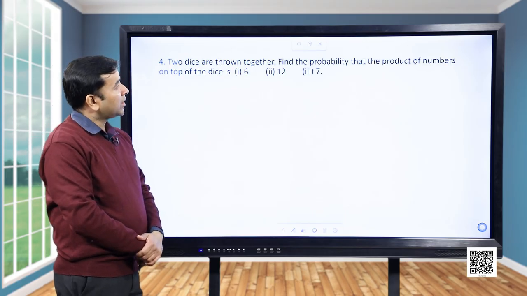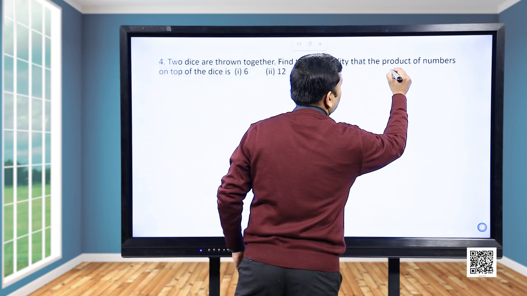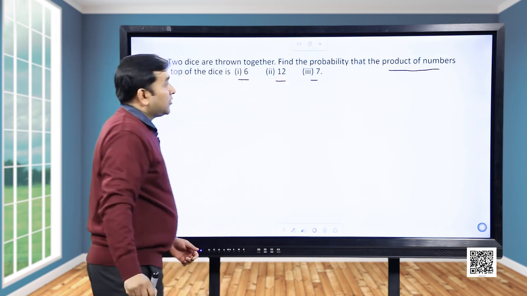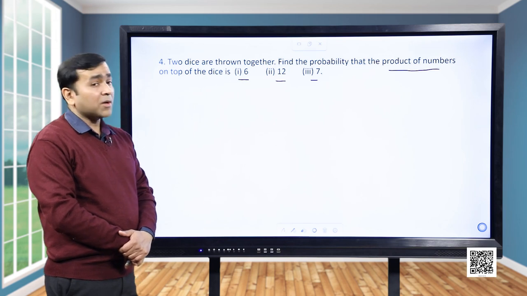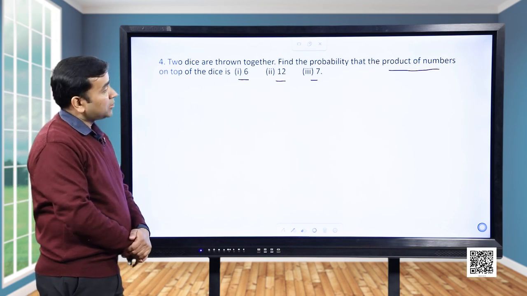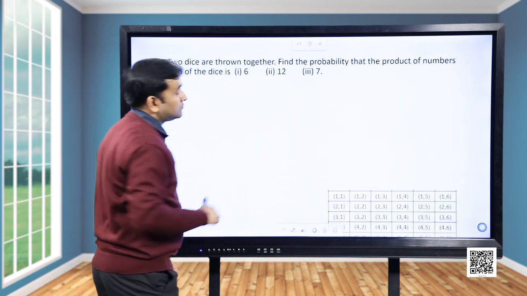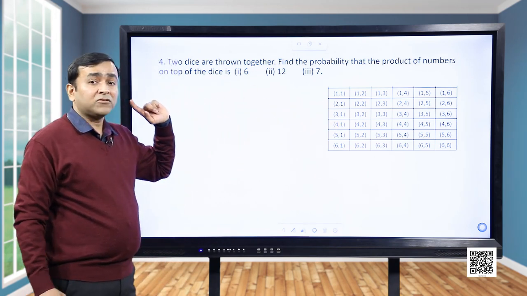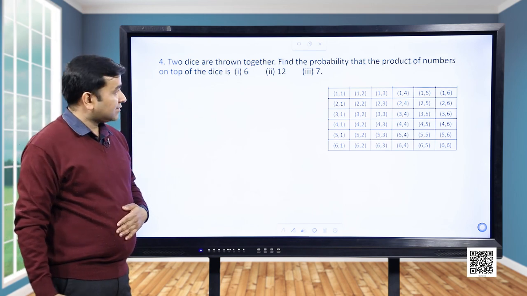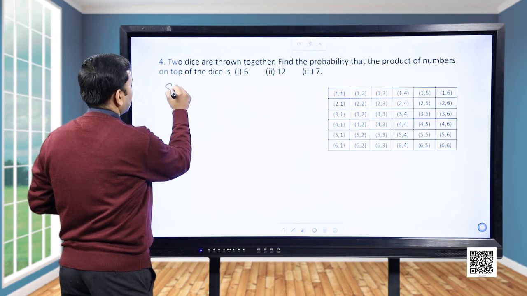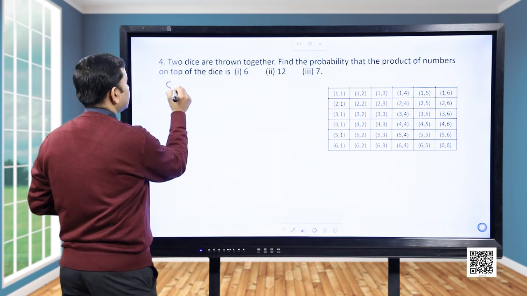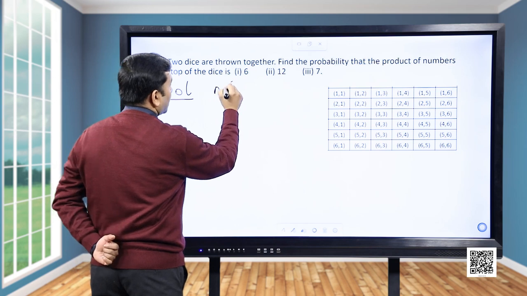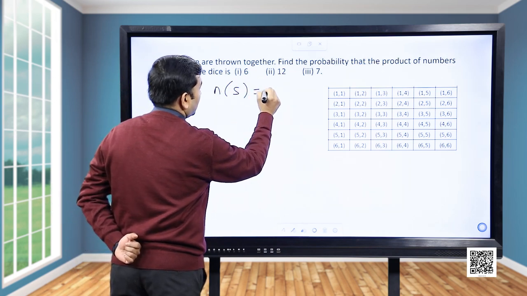Two dice are thrown together. Find the probability that the product of numbers on top of dice is 6, 12 and 7. So in this question, we need to find the probability of product of numbers. Okay. So let us refer to the table. So again, two dice are thrown. So we have the sample space like this, in which all the possible outcomes are 36. Let us solve the first part. So all the possible outcomes we denoted by S, and which is equal to 36.